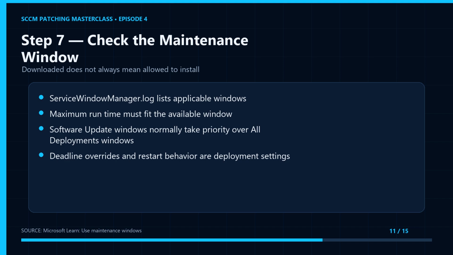ServiceWindowManager.log lists the maintenance windows known to the client and their start, end, type, and duration. Microsoft states that a deployment runs only when its maximum allowed runtime fits within the available window, otherwise it waits for the next eligible window. When both software update and all deployments windows exist, software updates normally use the software update window unless the relevant client setting changes that behavior. Review the deployment's deadline behavior and restart settings before blaming the client. Do not enlarge or override production windows without the service owner's approval and impact analysis.